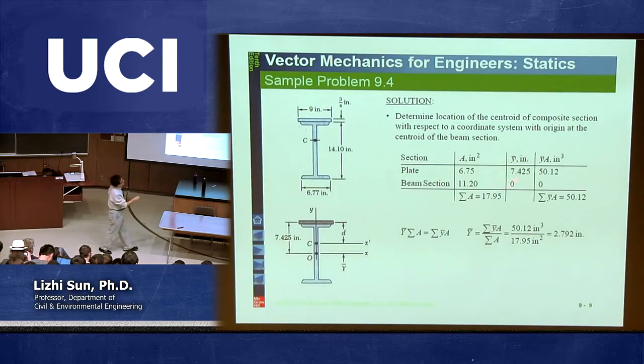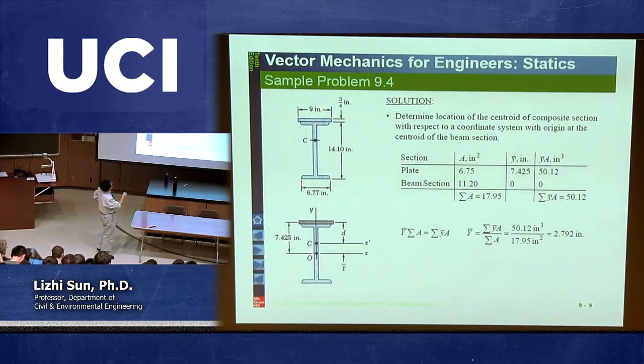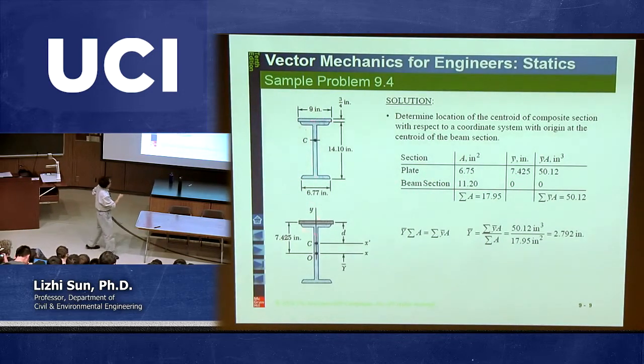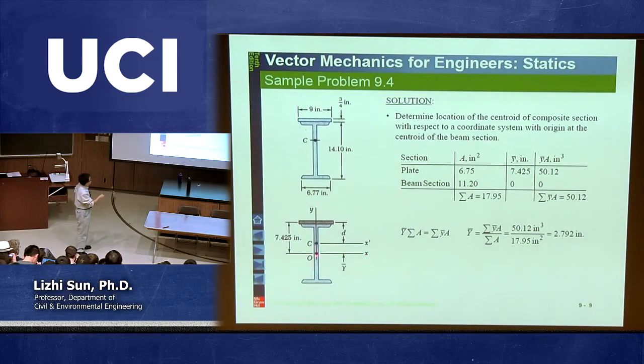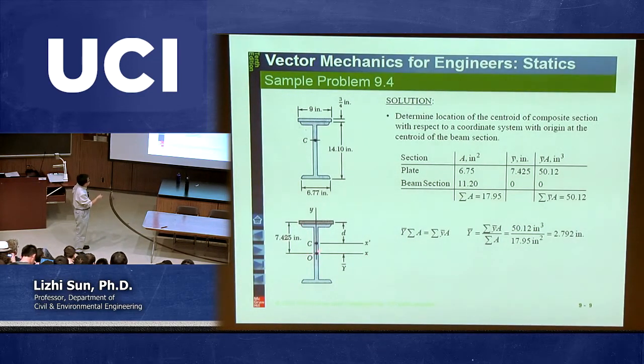What is the y bar for the second part, which is the W14 by 38? Well, because you set up the x and y corresponding to the center of this lower part, then obviously y bar is the original point. That's equal to 0. Okay? That's why you put 0 here. Any questions?